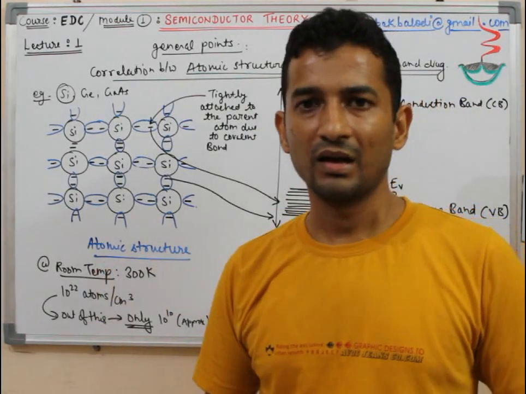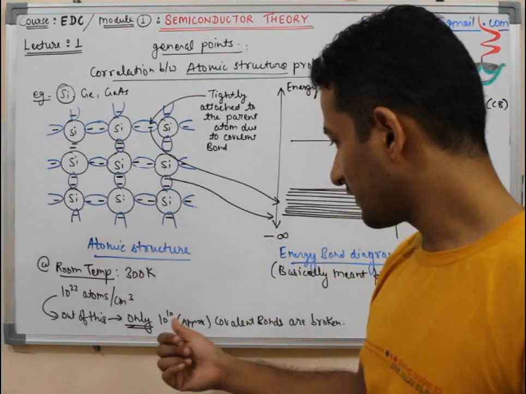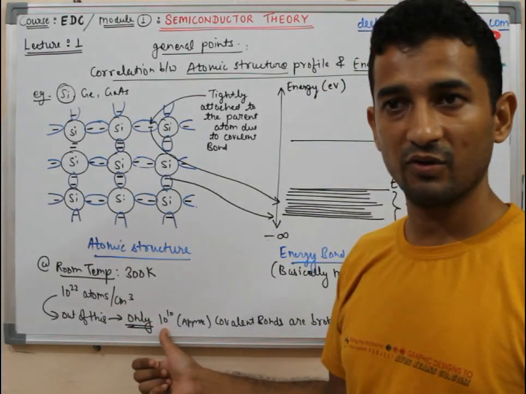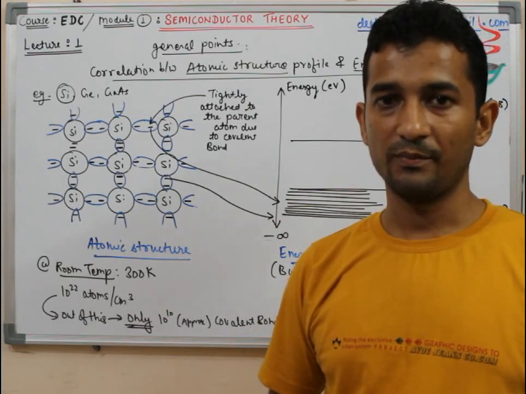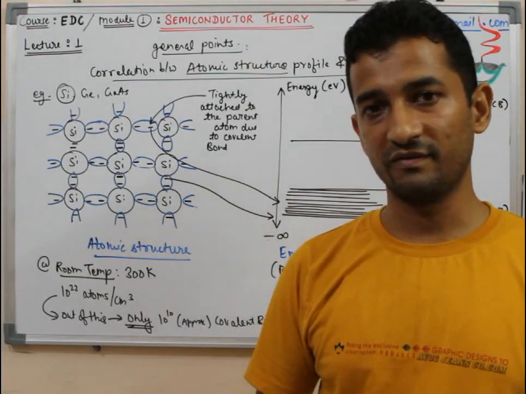So due to that there is some free carrier concentration. Out of these many atoms, only 10 to the power 10 covalent bonds have broken, and breaking of one covalent bond corresponds to one electron plus one hole free.